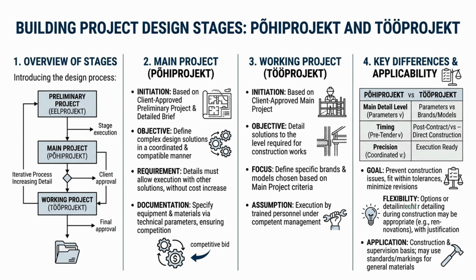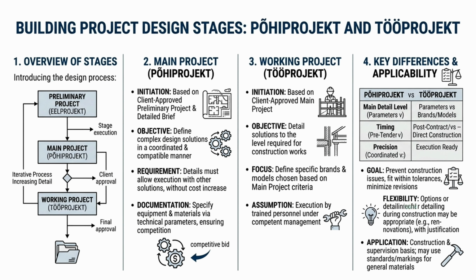The working project is focused on providing the detailed specification and instructions required for direct use on the construction site. At this stage, solutions outlined in the previous phase are refined to the level of detail necessary for actual construction. This includes specific brands and models of building materials and equipment, if the construction contractor has already been selected. If not, the designer selects suitable products together with the client. The working project assumes that the construction work will be carried out by trained professionals under competent supervision.